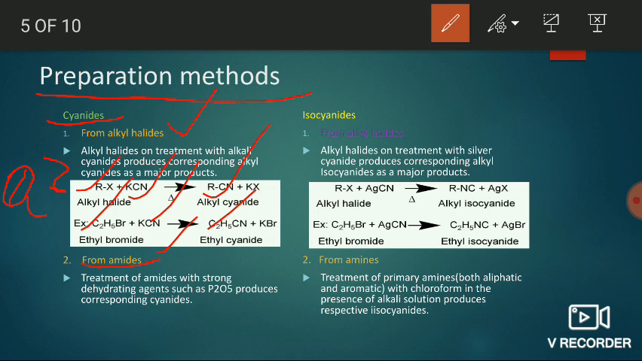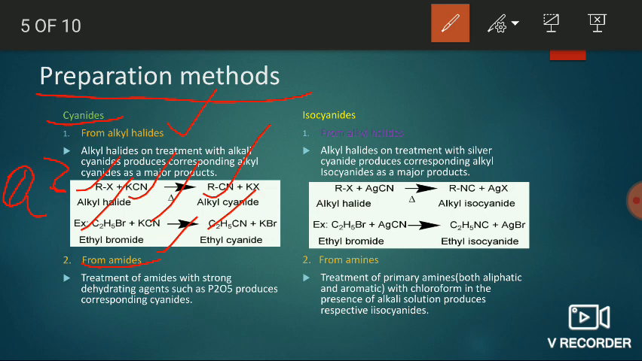If you treat the amide molecule with a dehydrating agent such as phosphorus pentoxide or acetic anhydride, then we get the corresponding alkyl cyanide. Here dehydrating agent means it absorbs water from the substrate or reactant molecule, or removes water from the substrate. That is the nature of the dehydrating agent. Majorly phosphorus pentoxide and acetic anhydride are generally used as dehydrating agents for this purpose. Okay, I will show the reaction in the next slide.